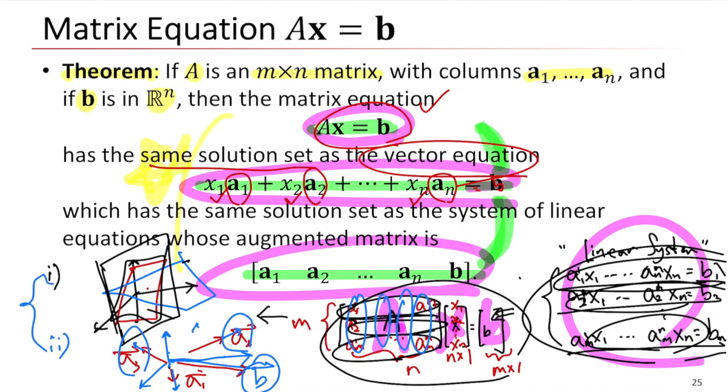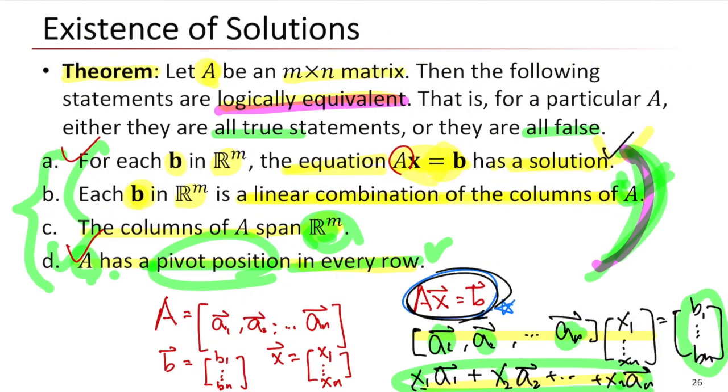So there are two kinds of interpretation of the solution in Ax equals b. This is the general idea of this theorem. It means that Ax equals b has the same solution set as the vector equation, this one. This is a column representation of the Ax equals b. So this was the important theorem, right?